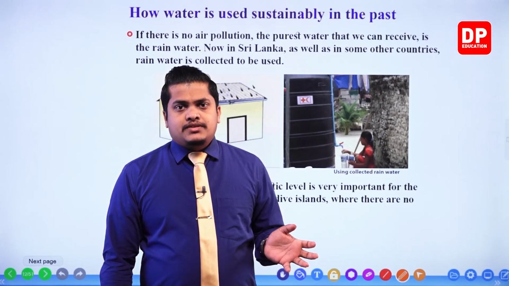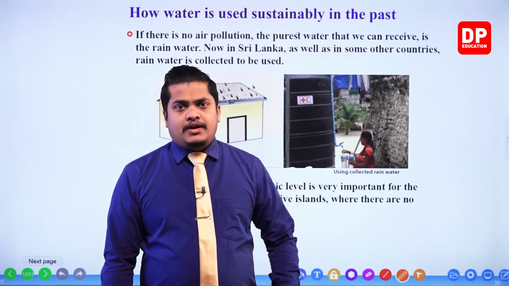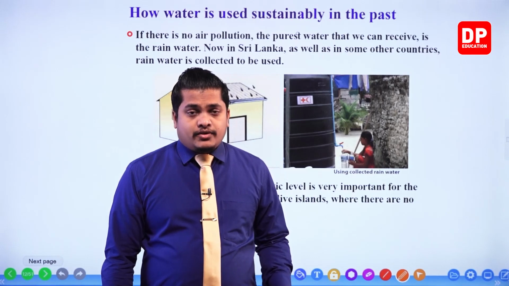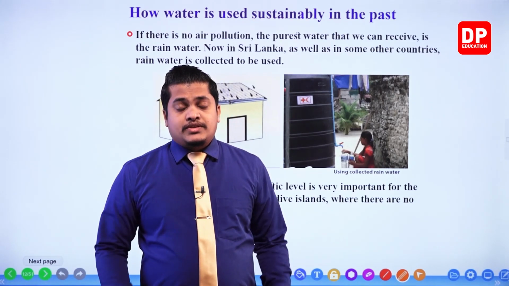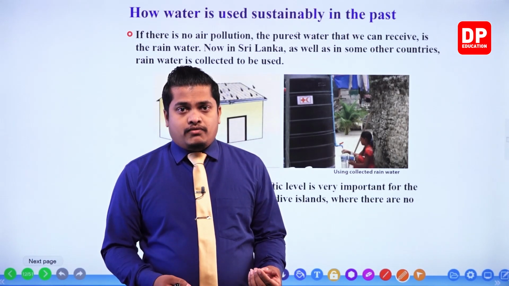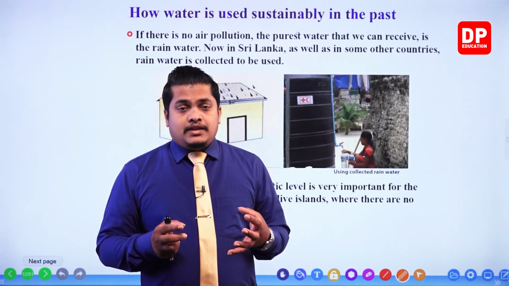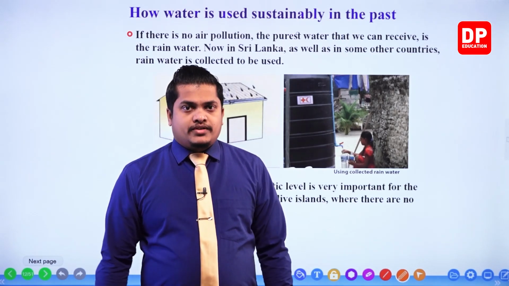Then, my dear children, sulfur dioxide gas will gradually dissolve within this rainwater and will come down to the surface, which means sulfur dioxide is going to create sulfuric acid with water. So that's how acid rains are getting created. So for the purity of rain, the purity of the atmosphere is very important.